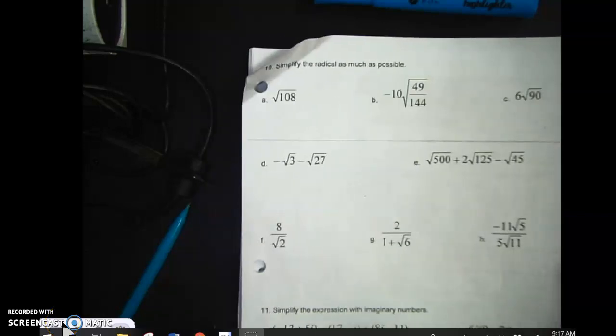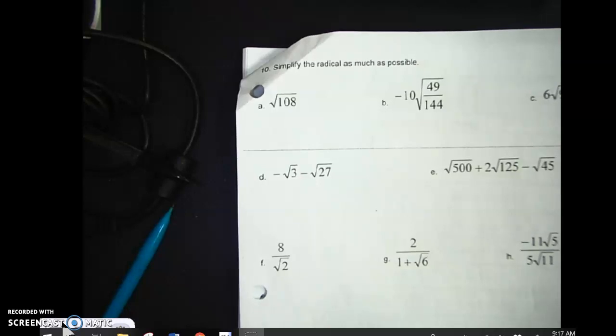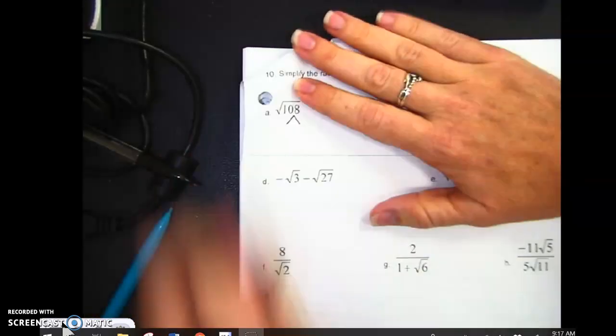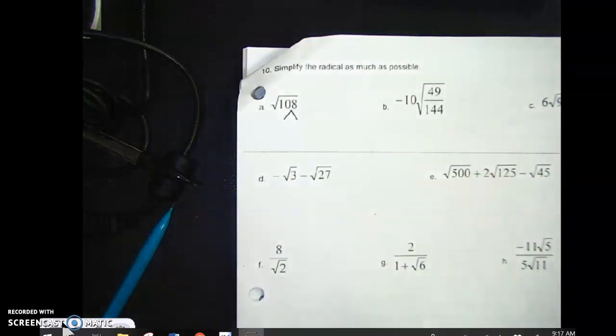Okay, so we've got the radicals and we've got the imaginary numbers. It's going to look like this on your test, okay? So let's go. Two numbers that multiply to get 108.